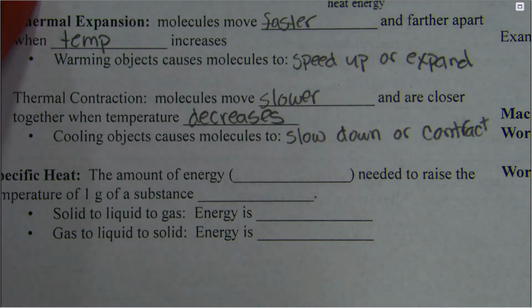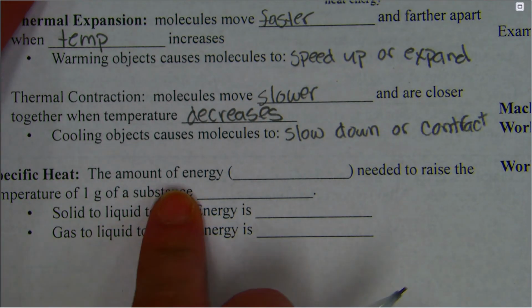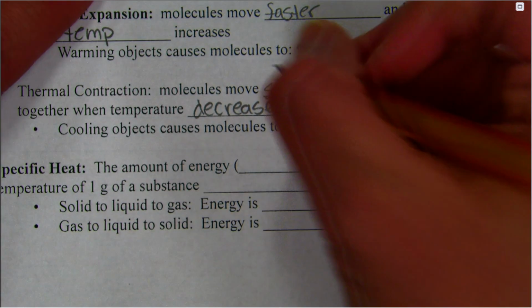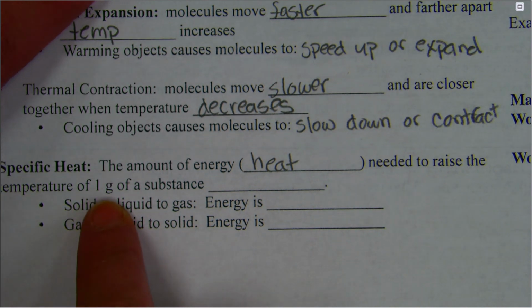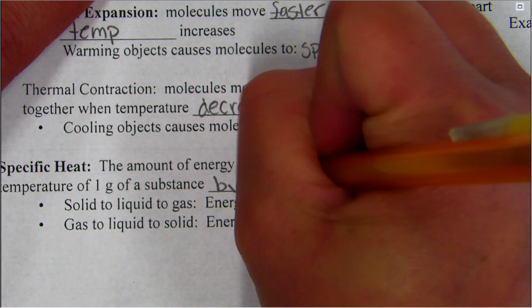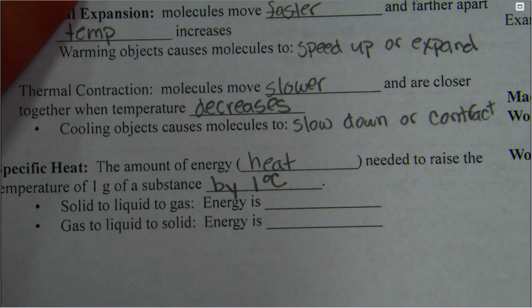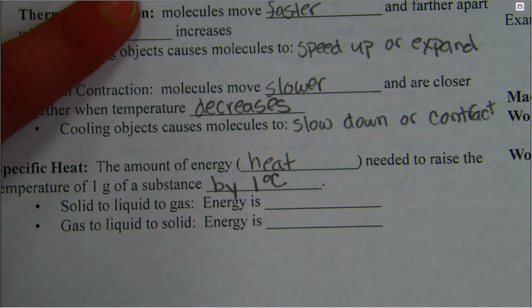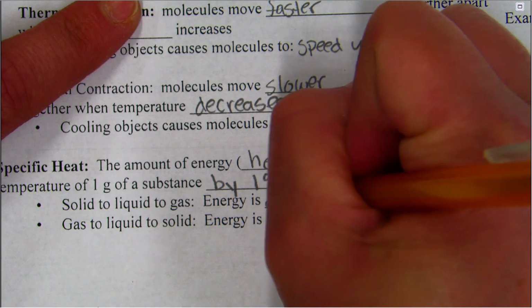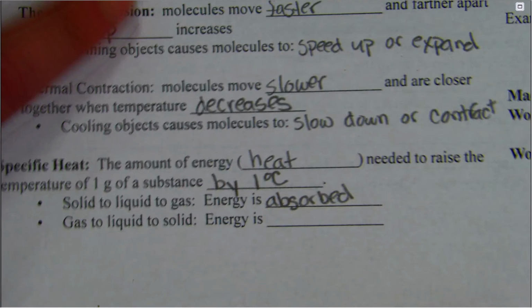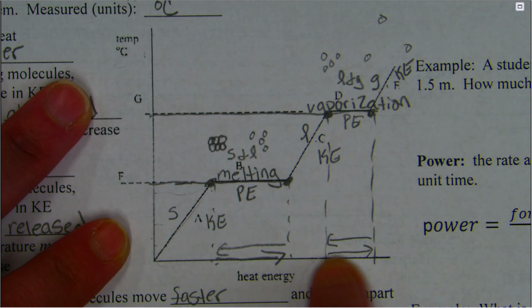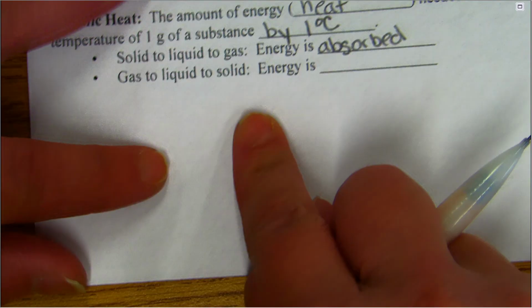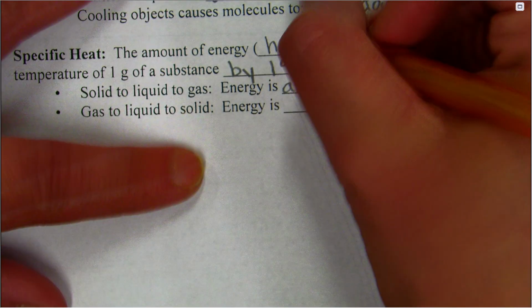One additional thing about thermal energy, and that is specific heat. Specific heat is the amount of energy or heat needed in order to raise the temperature of 1 gram of substance by a single degree Celsius. When I go from a solid to a liquid to a gas, energy is being absorbed. And if we look here, heat energy from a solid to a liquid to a gas is increasing, meaning being absorbed. And when I go in the opposite direction, energy is being released.